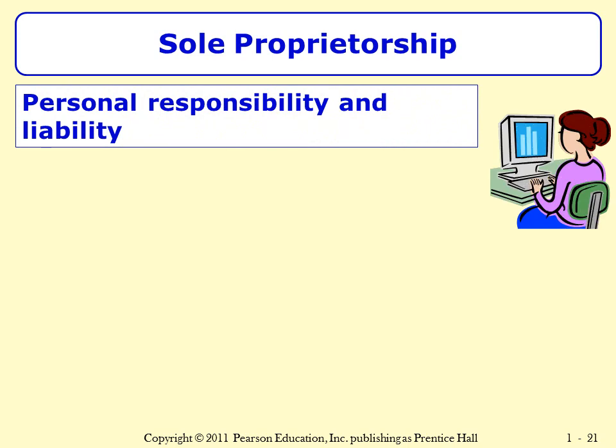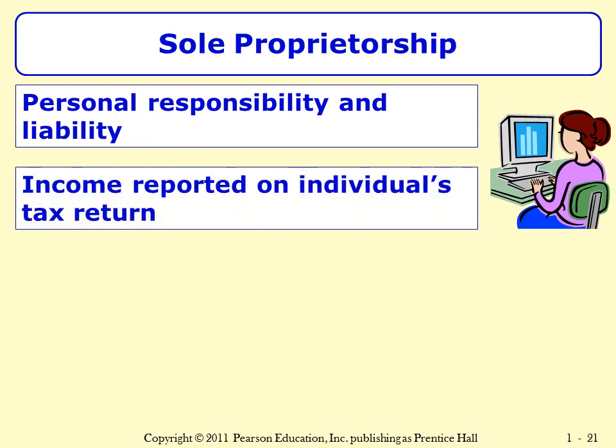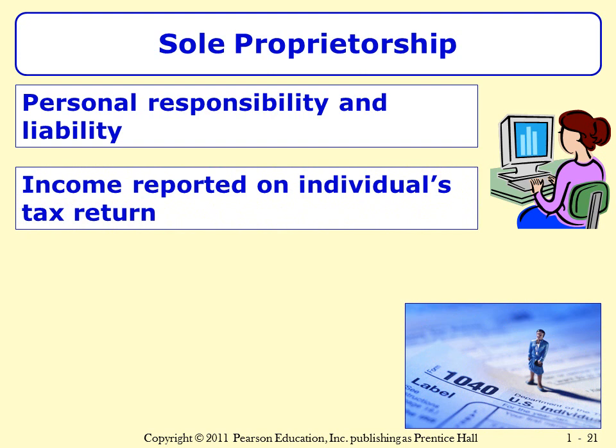Since a sole proprietorship is one person working by themselves, that person is not separate from that person's business. Anything that that person does in their business, they're personally responsible and liable for. The income and expenses related to a person's sole proprietorship business are reported on that person's individual tax return on Schedule C.